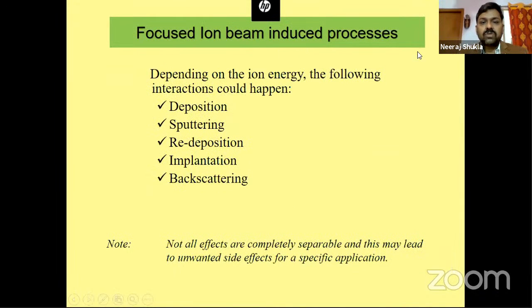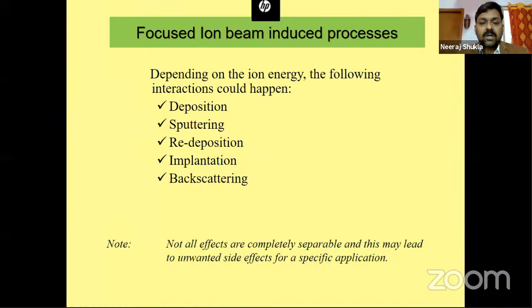Now, focused ion beam induced processes. Depending on the ion energy, the following interactions could happen. We can do deposition, layer by layer, which is a bottom-to-top approach. Sputtering is a top-to-bottom approach. There is also redeposition due to scattering effects, which I will not describe because those are very basic structures, though I can give a brief glimpse if I get time. It can also do implantation and backscattering, and there is a detector which does backscattering spectroscopy.